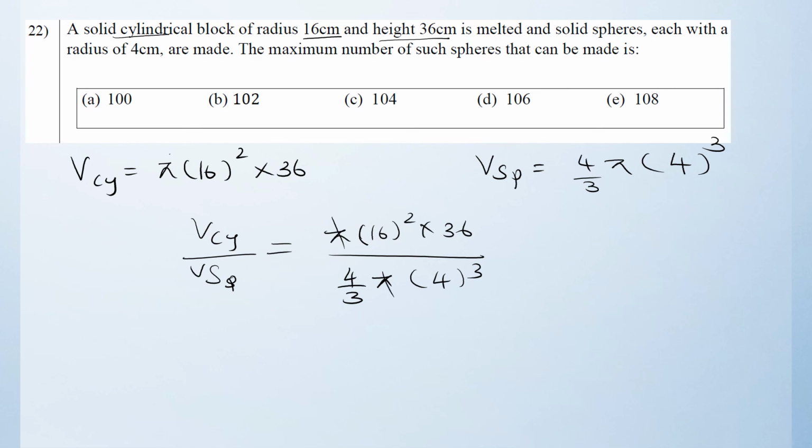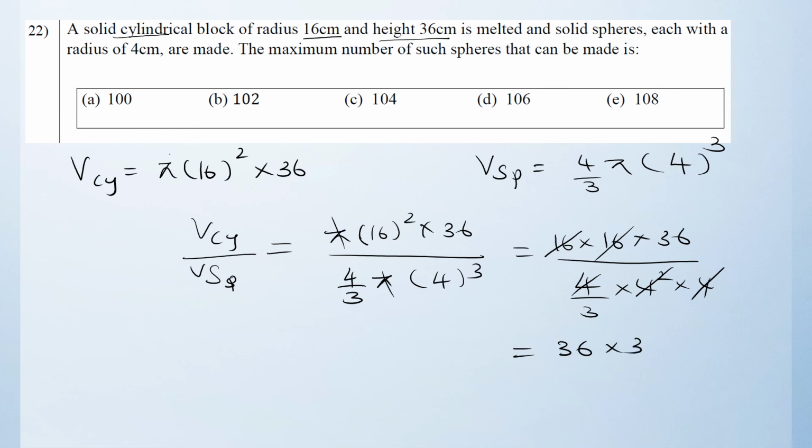π cancels. Then we have 16 into 16 into 36, and we have 4/3 into 4 squared into 4 cubed. 16 and 4 squared cancel, 16 and 4 cancel. Then we have into 3, 36 into 3, that is 108. So we have E only.